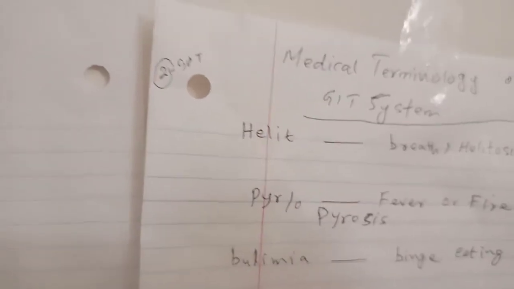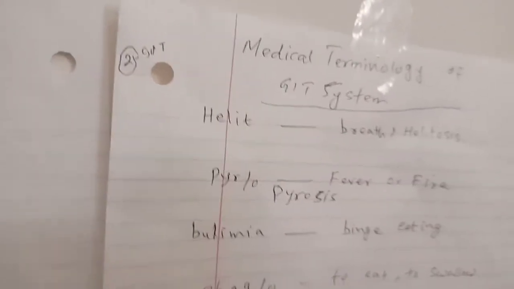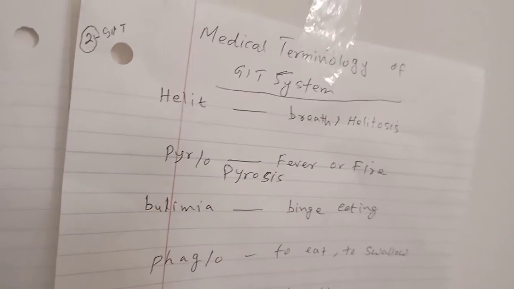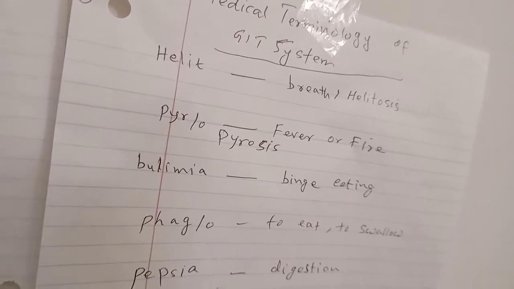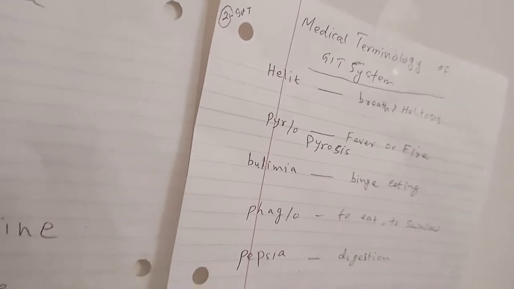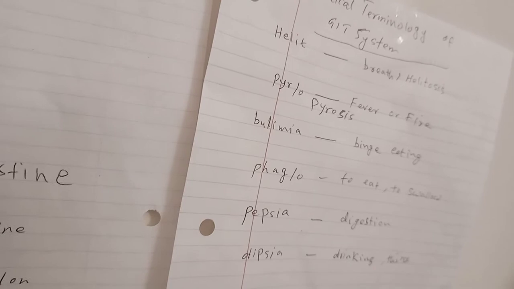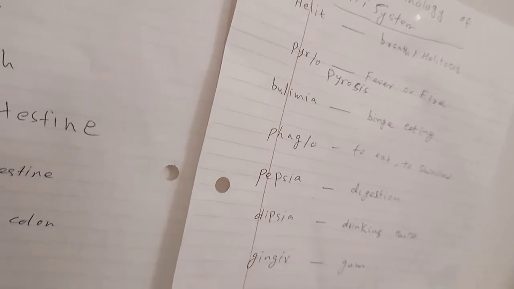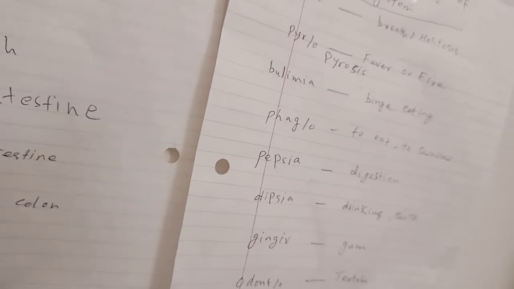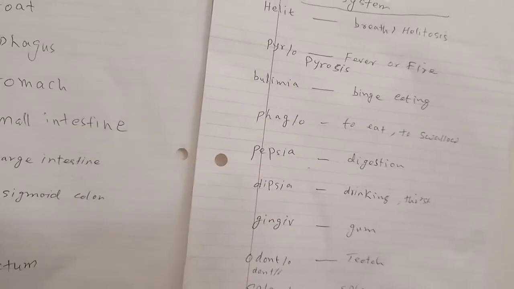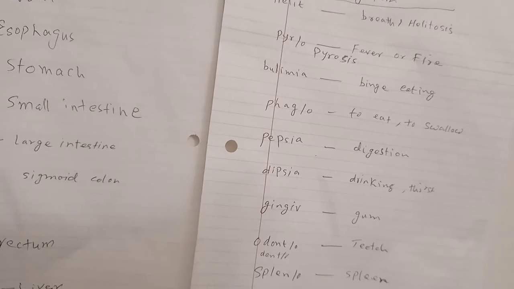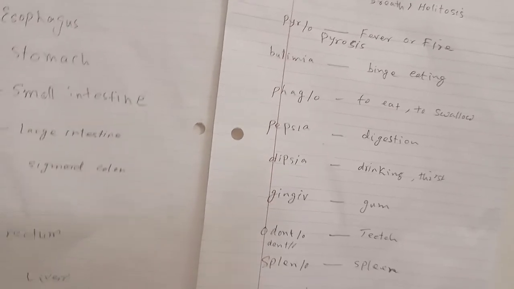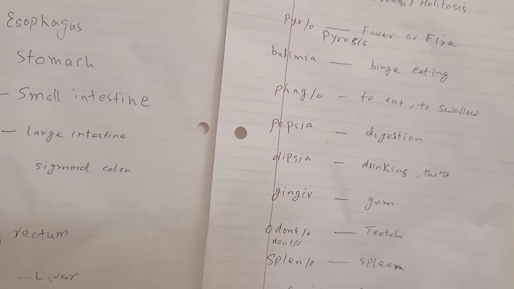Now we go to this page. Halit is the first word. Halit means breath. You might be remembering halitosis. Halitosis means bad breath. Osis is abnormal condition. Halit is breath. So abnormal condition of breath means halitosis, bad smell. Pyro means fever or fire. Pyrosis. This is burning in the stomach.